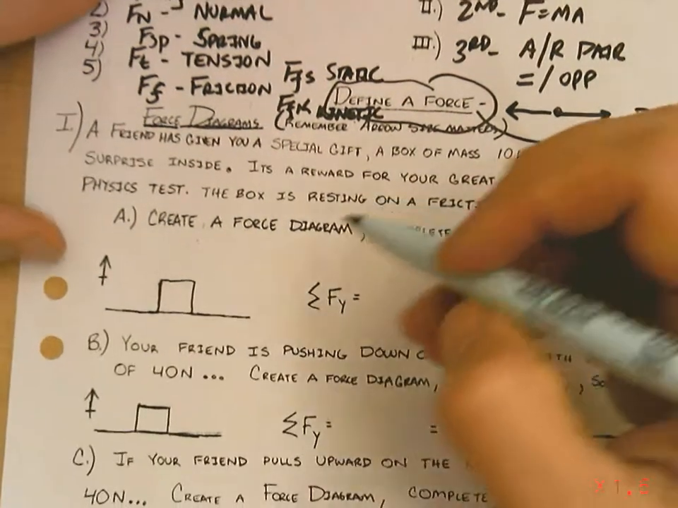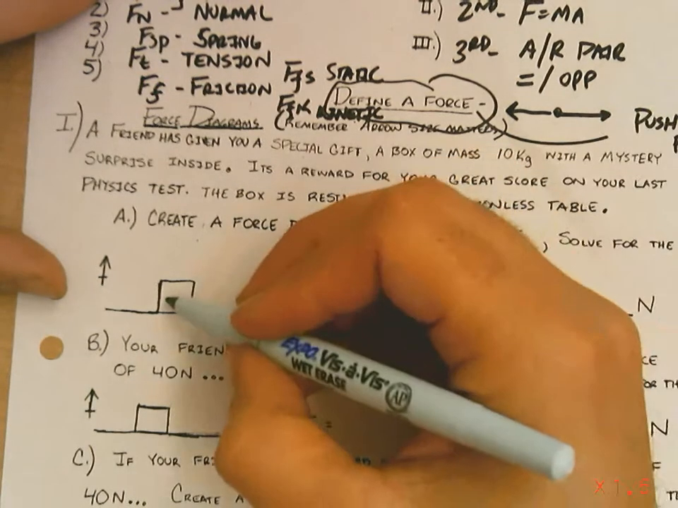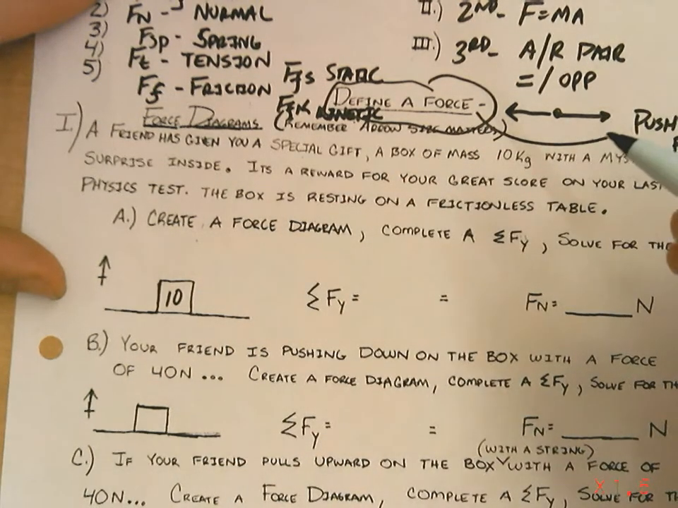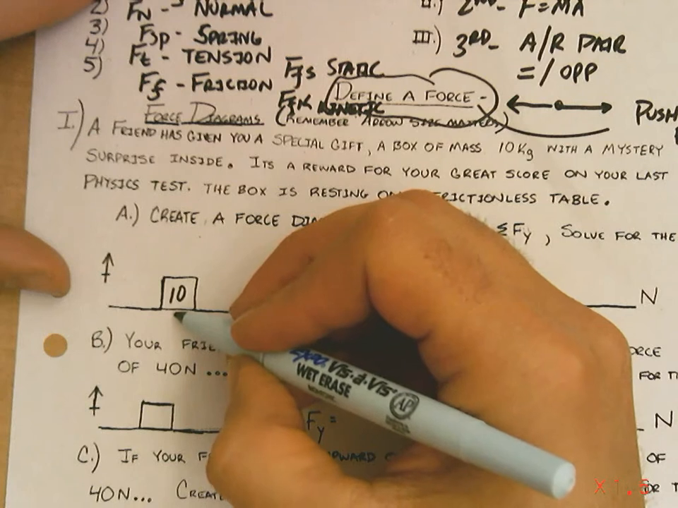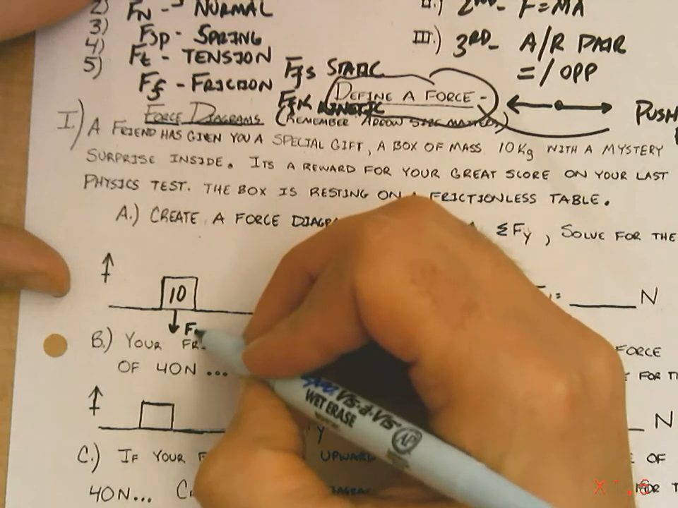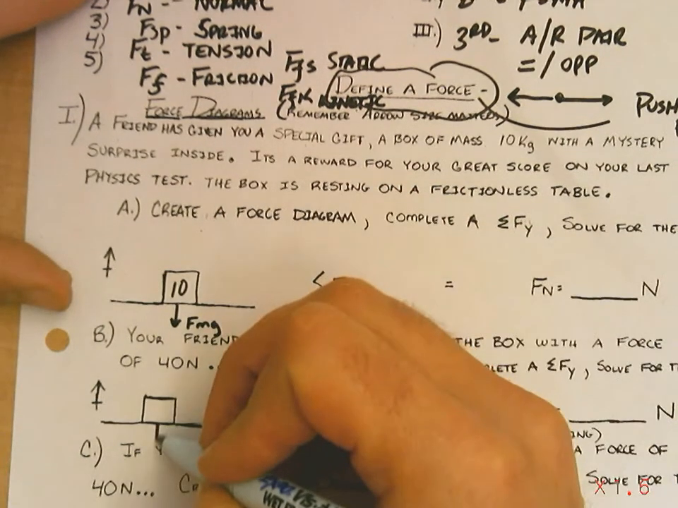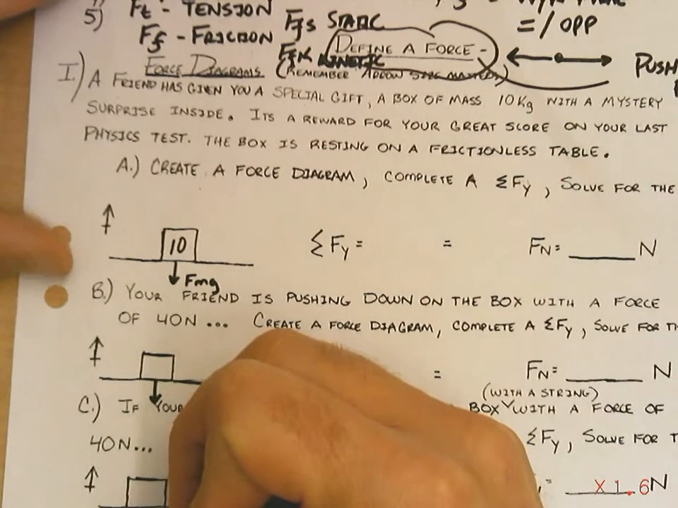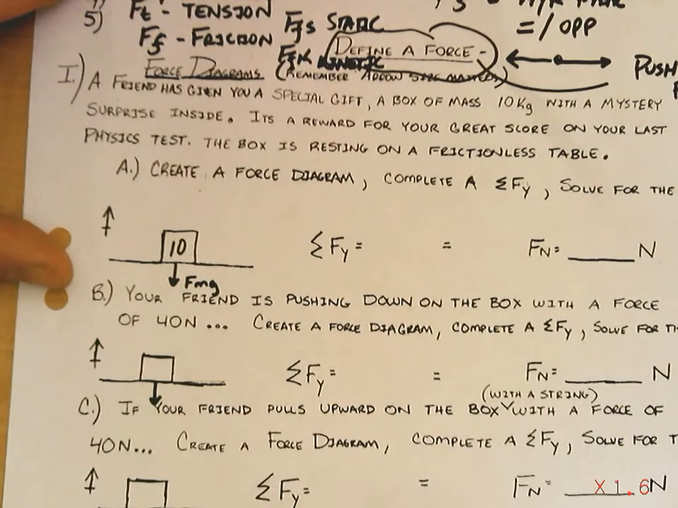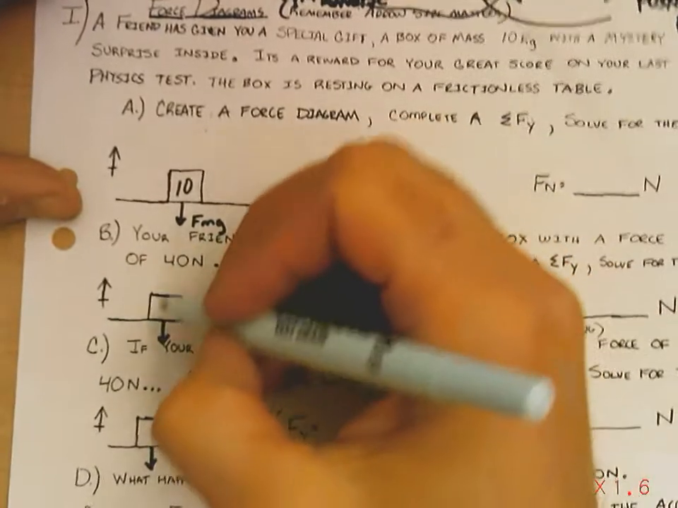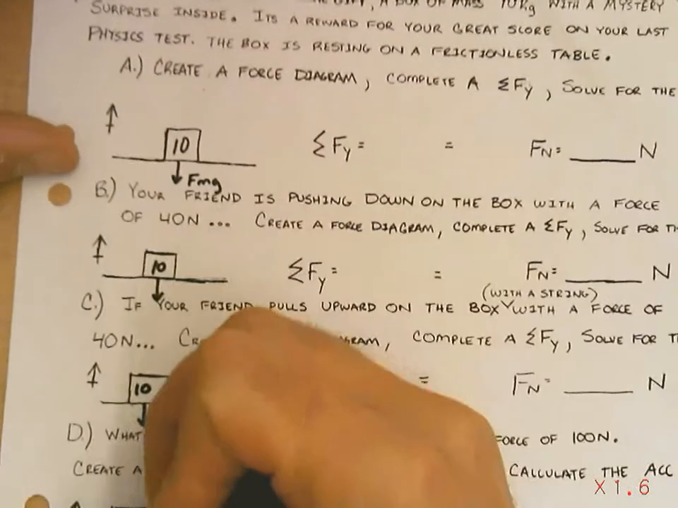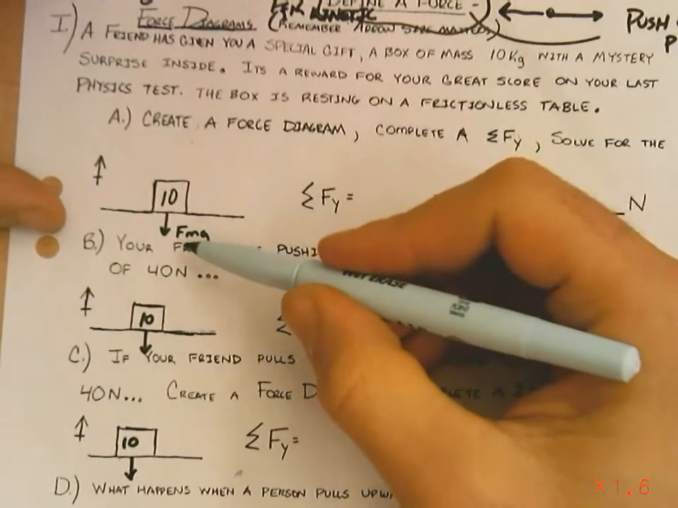So the first thing we want to do is put our mass inside the box. So we put 10 kilograms. Then we want to put in the down arrow. This arrow is always present, FMG. In fact, during this entire thing, this down arrow will remain the same because our weight's not changing, as our mass will be 10 kilograms all the way through.